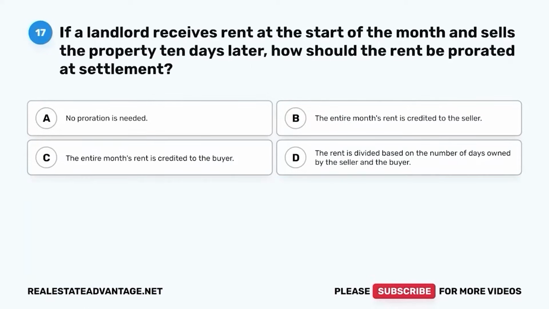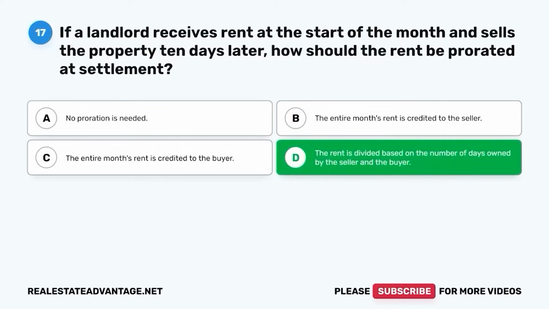Question 17. If a landlord receives rent at the start of the month and sells the property 10 days later, how should the rent be prorated at settlement? A. No proration is needed. B. The entire month's rent is credited to the seller. C. The entire month's rent is credited to the buyer. D. The rent is divided based on the number of days owned by the seller and the buyer.